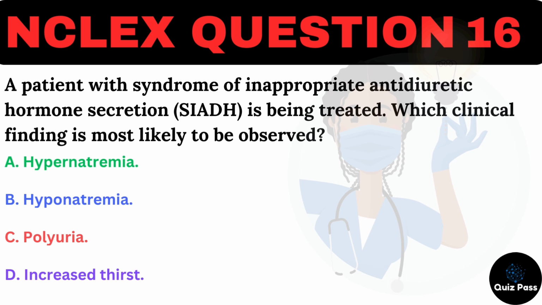A patient with syndrome of inappropriate antidiuretic hormone secretion, SIADH, is being treated. Which clinical finding is most likely to be observed? A. Hypernatremia. B. Hyponatremia. C. Polyuria. D. Increased thirst.